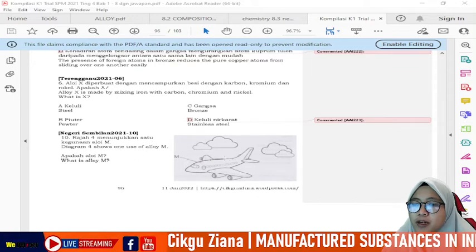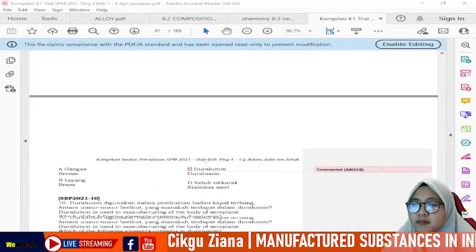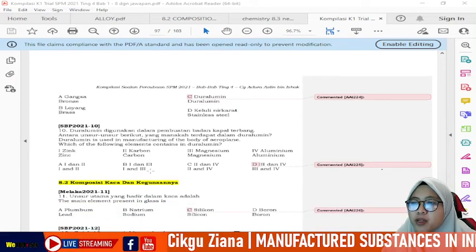Okay, gambar kapal terbang. Kapal terbang nak buat apa? To make an aeroplane. Tengok buku teks. Duralumin. Ya, duralumin. Famous juga ke duralumin. Nampak? SBP pun dia tanya lagi. Duralumin is used in manufacturing the body of an aeroplane. Duralumin buat daripada apa? Aluminium, confirm. Satu lagi? Magnesium. Copper tak ada dalam list. So, magnesium and aluminium.